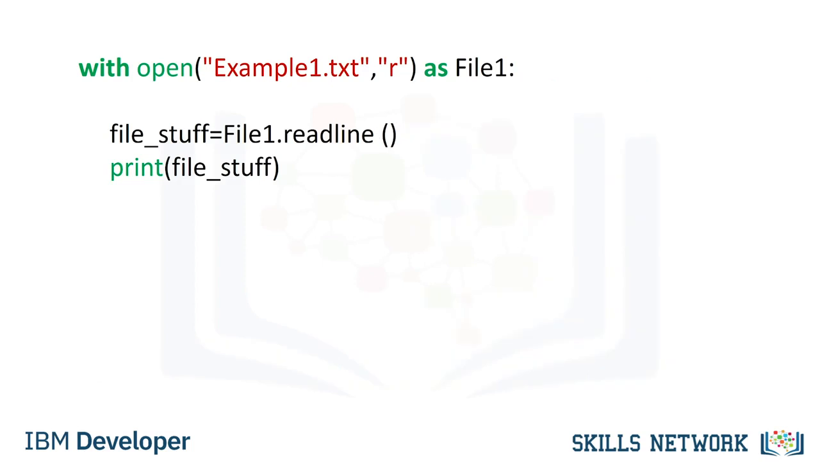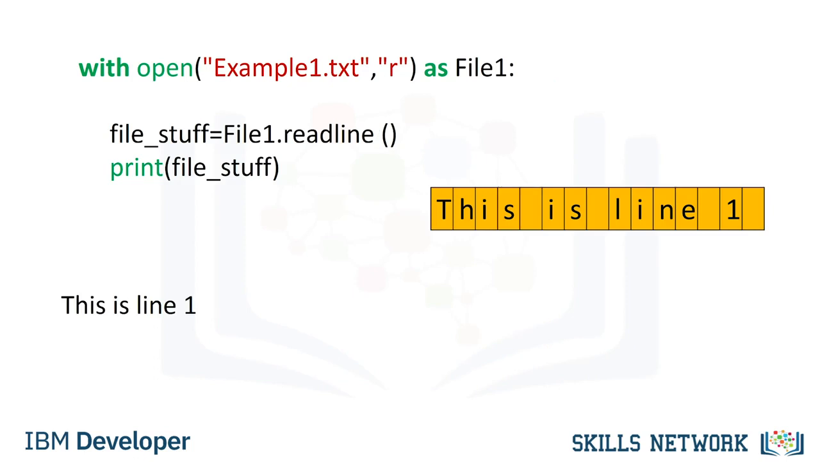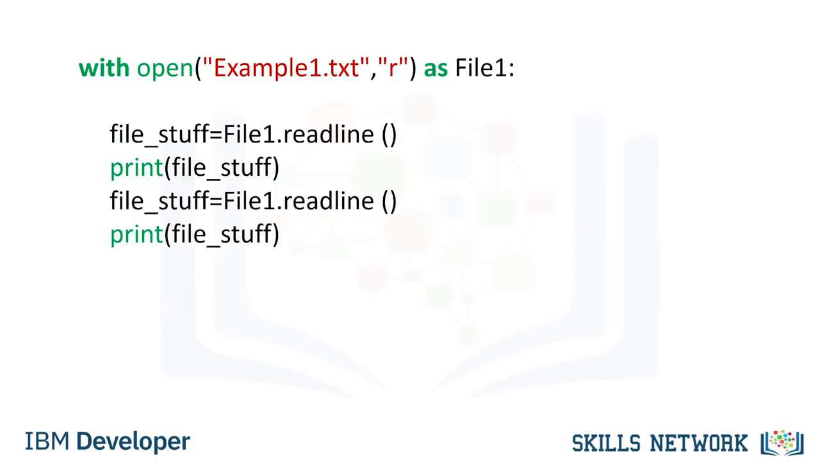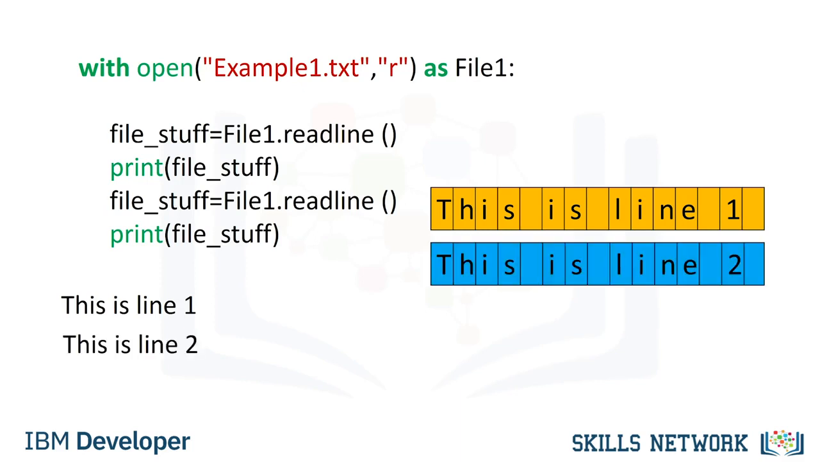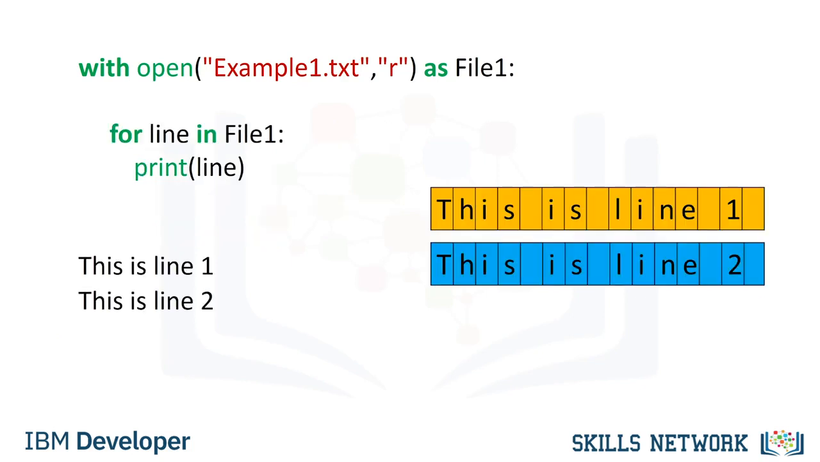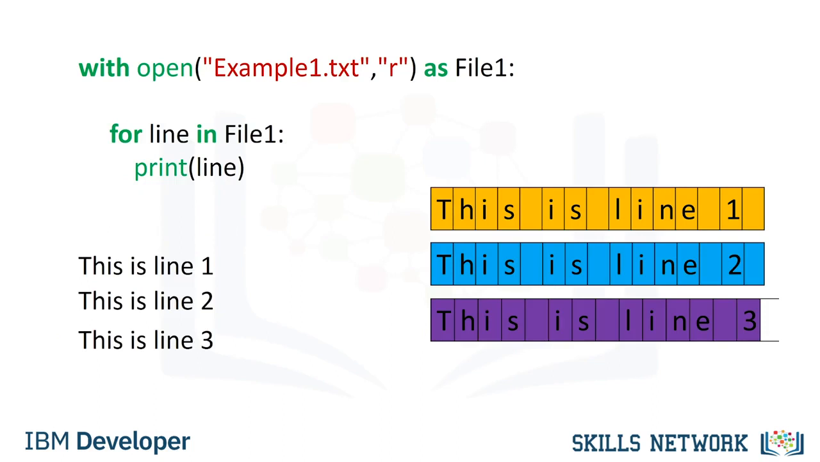We can use the method readline to read the first line of the file. If we run this command, it will store the first line in the variable file_stuff, then print the first line. We can use the method readline twice. The first time it's called, it will save the first line in the variable file_stuff and then print the first line. The second time it's called, it will save the second line in the variable file_stuff and then print the second line. We can use a loop to print out each line individually as follows.